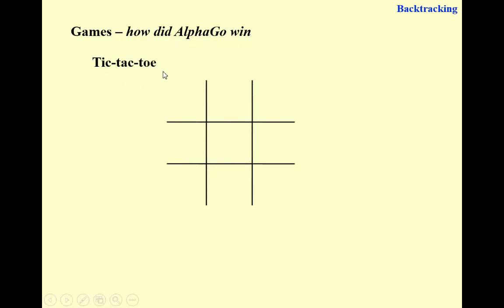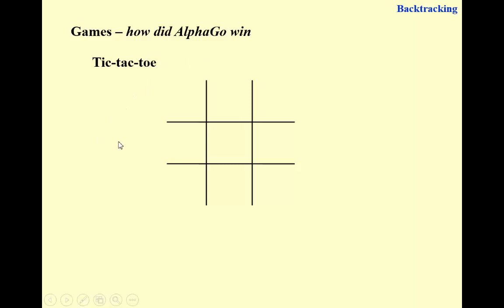The last example is about a game. How did AlphaGo win? We're not going to really talk about AlphaGo's algorithm, but we're going to introduce the fundamentals by looking at a much simpler game, the tic-tac-toe game, also known as noughts and crosses or X and O's.